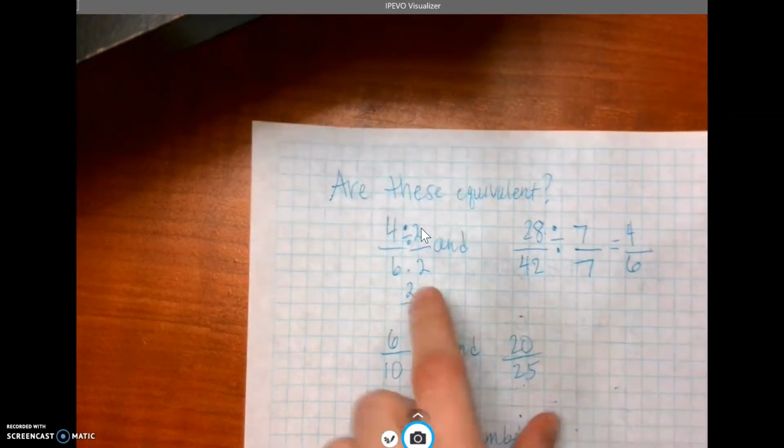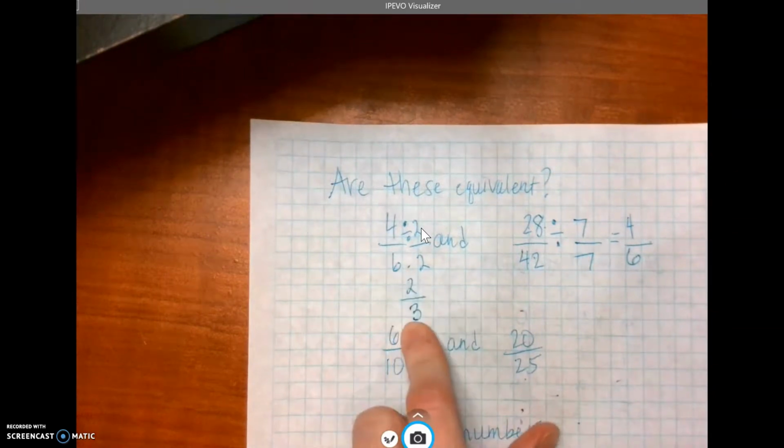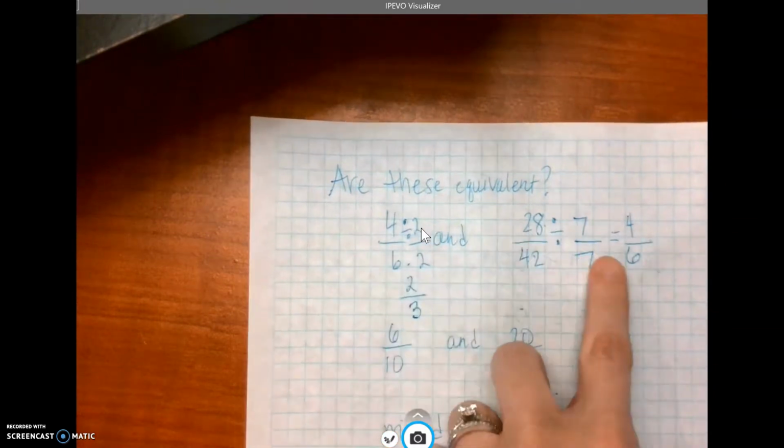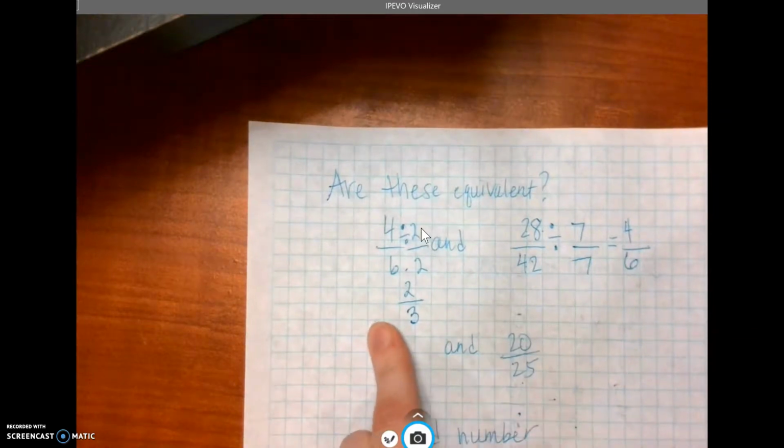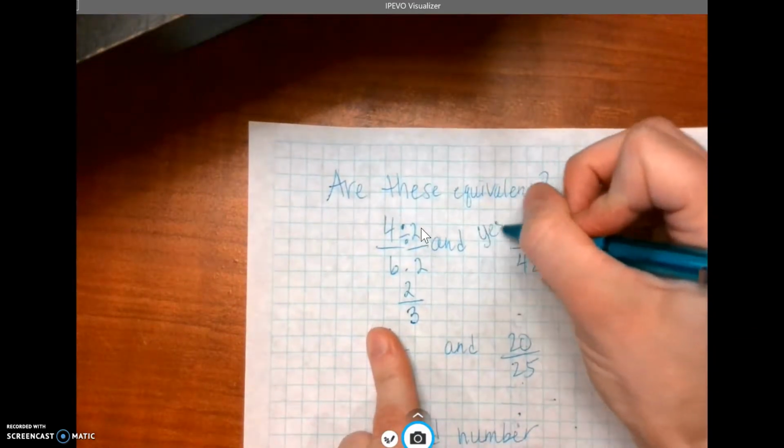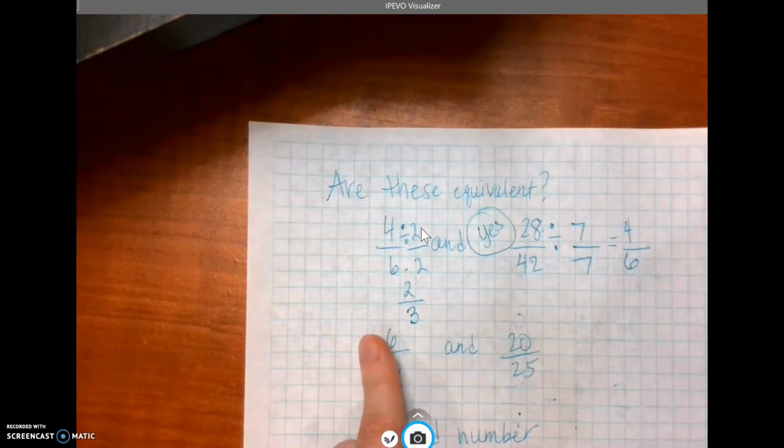And 4/6, that's the same as 4/6. It's just not reduced all the way. So that's the same fraction. It's the same amount. So these are equivalent, I would say. Yes, those two are equivalent.